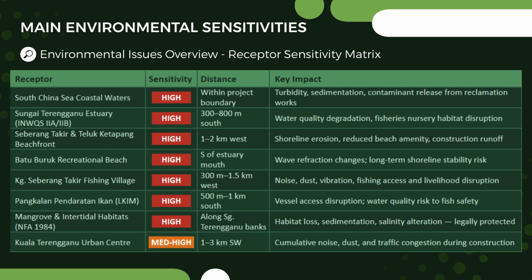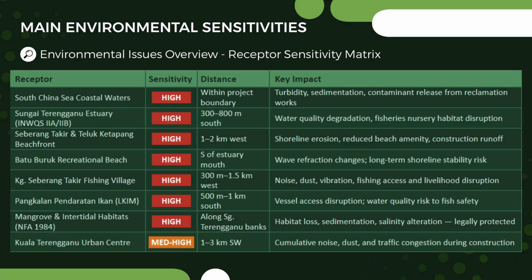Around the project area are several environmental sensitive receptors that include the Sungai Terengganu estuary, beaches, fishing villages, fish landing facilities, mangrove habitats, and urban communities. Each of these locations tells a different story. The estuary tells us about water movement and aquatic habitats. Fishing villages tell us about local livelihoods and fisheries resources. Mangrove areas tell us about ecosystem health and biodiversity. The beaches reveal natural coastal processes such as erosion and sediment movement.